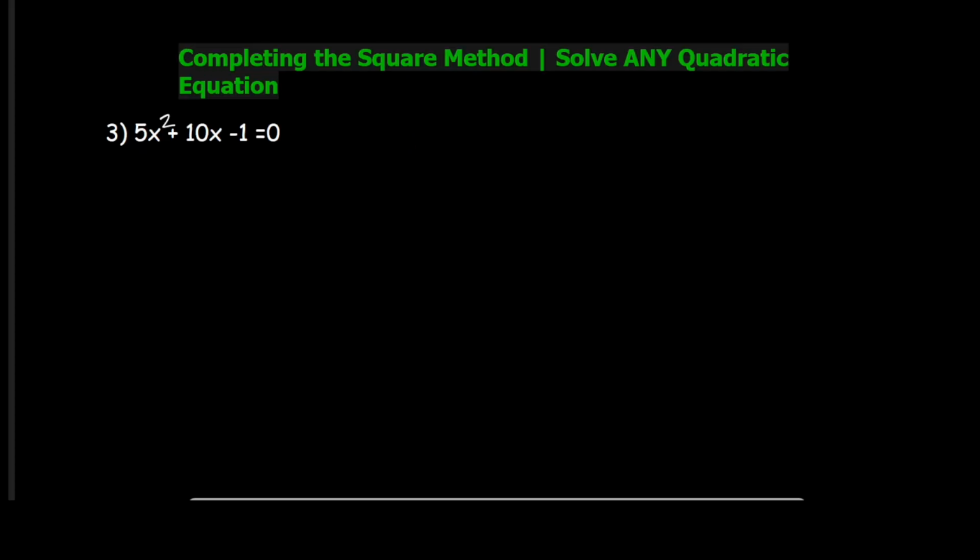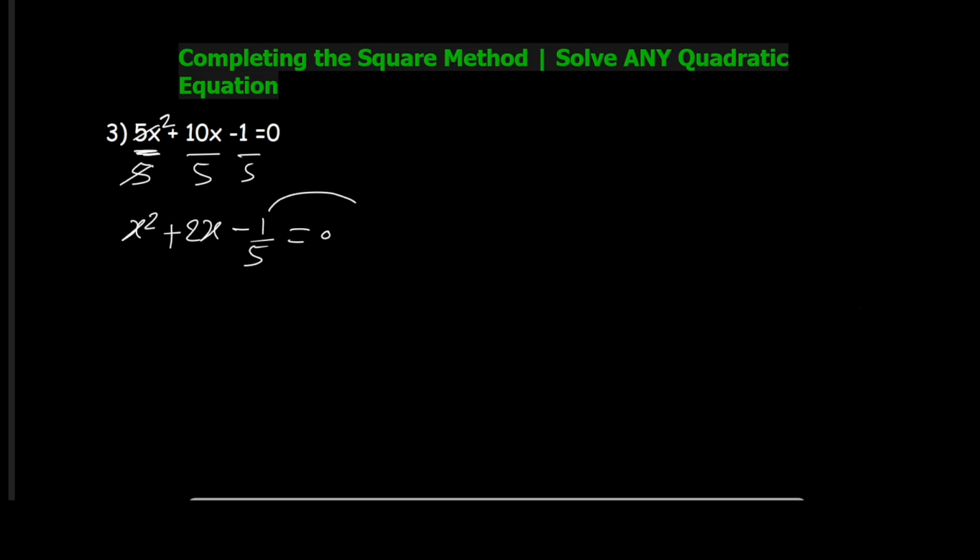So here is our next problem, which is 5x squared plus 10x minus 1 equals 0. If we look at the question carefully, we notice that the coefficient of x squared is 5. To apply this method, we have to remove this coefficient of x squared. So to remove this, I'm going to divide the whole equation by 5. So 5 and 5 will cancel out. So x squared plus 10 over 5, which gives us 2x, minus 1 over 5.